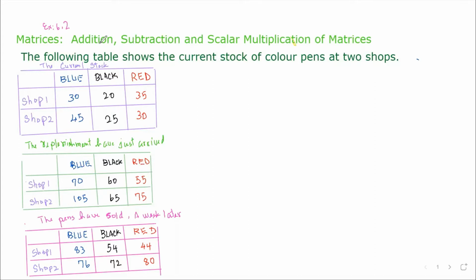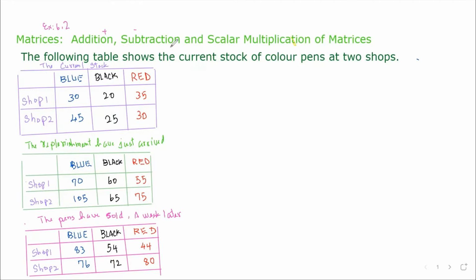We're going to talk about addition, subtraction, and scalar multiplication of matrices. So we see the example. Addition and subtraction are more or less similar, only a plus or minus sign. First of all, we're going to talk about the example.